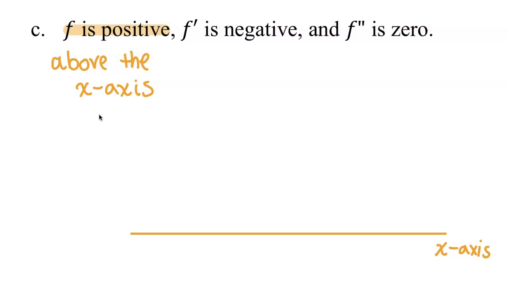Okay, now the second clue says f prime is negative. What does that mean? Well, that tells us that this function is decreasing, which means going down from left to right.